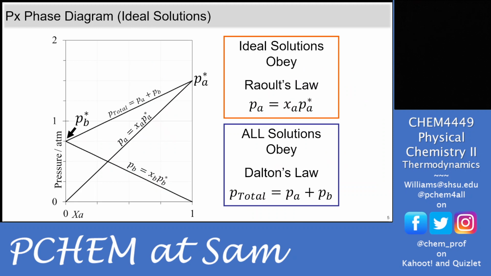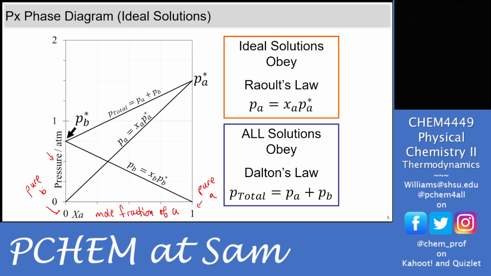So here's our first PX phase diagram for an ideal solution. Let me walk you through the axes. In any of these phase diagrams, always go to the axes first. This is pressure here, which is pretty straightforward, pressure in the vessel. This is XA, the mole fraction of A. So that means this is pure A. And if XA is 0, then that's pure B. Make sense? Piece of cake?